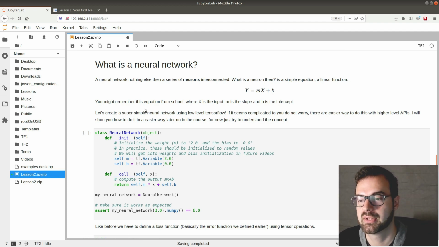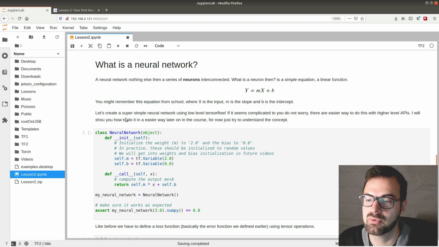Now let's create a super simple neural network using low-level TensorFlow. If it seems complicated to you, do not worry. We will use, later on in the next video, some higher level APIs that do everything for you. It's really just one line of code. But I think it's also necessary to understand a little bit how deep learning works in detail, and not just use it as a black box, as I've seen many times.